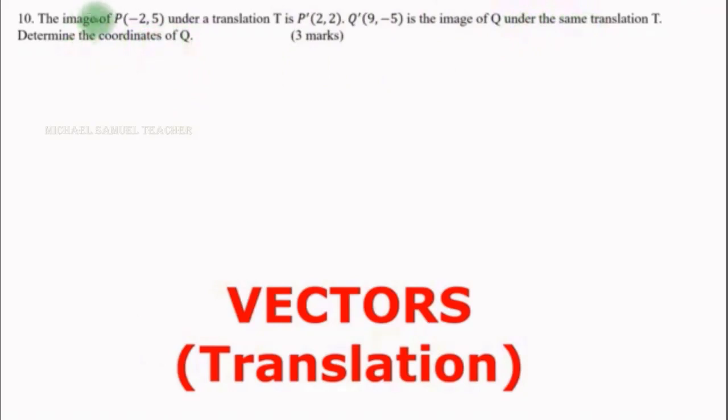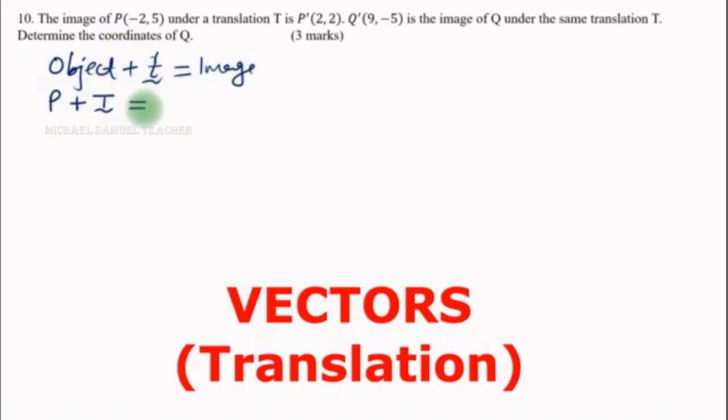So in this situation, you have been given the image of P under translation T is P prime. Therefore, P is the object. So we have the object, then plus a translation whereby we get the image. Then we have the object, which is P. So we need to add the translation such that we shall get the image P prime.